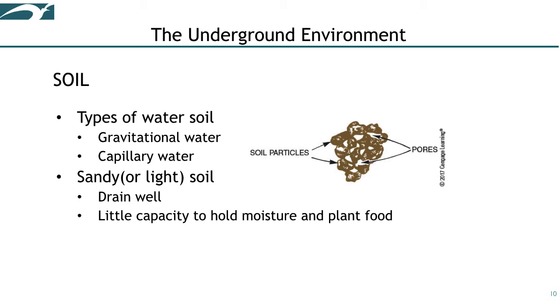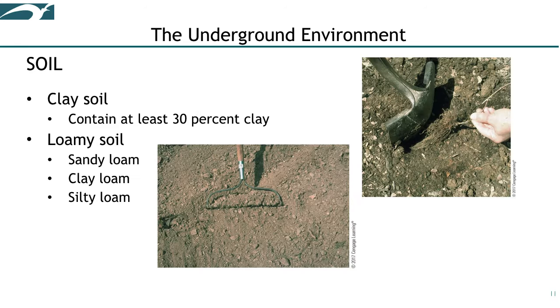Knowing your soil types helps you to understand how to plant. So for example, you have types of soil water: gravitational water, capillary water. Sandy or light soil is well-drained, with little capacity to hold moisture and plant food. So here you have a situation where the soil is very dry, and there are also loamy and salty soils. You will need to be very careful when you are selecting plants to go into such soil.